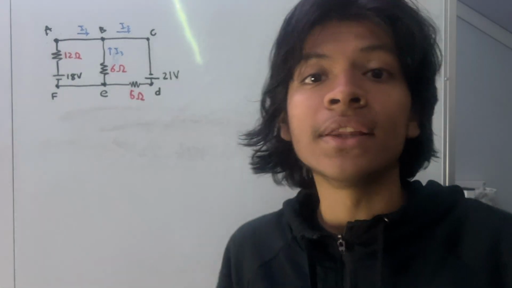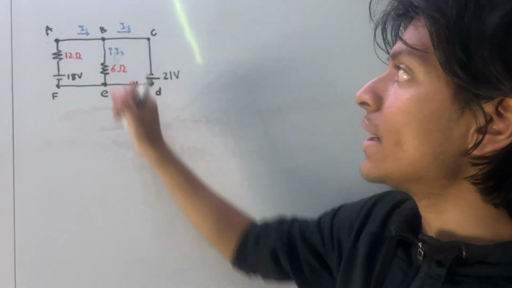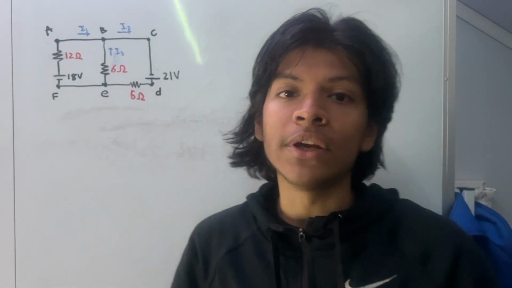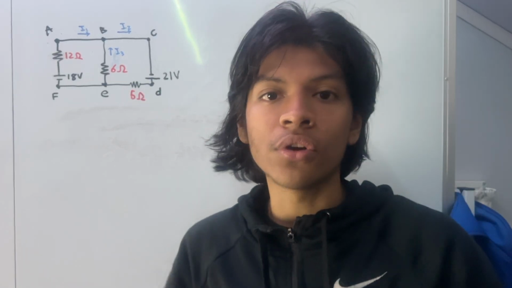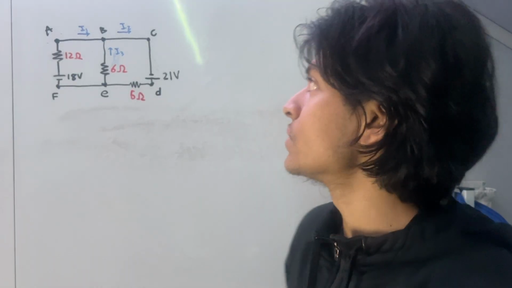Alright everyone, so in this video, we're going to solve for I1, I2, and I3 of this circuit. And the way we're going to do that is by using the junction rule, the loop rule, Kirchhoff's law, and all that sort of stuff. So let's just get right into it.